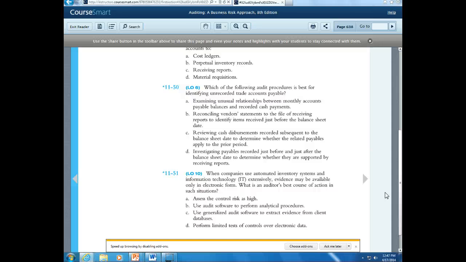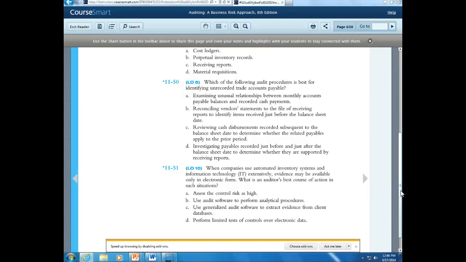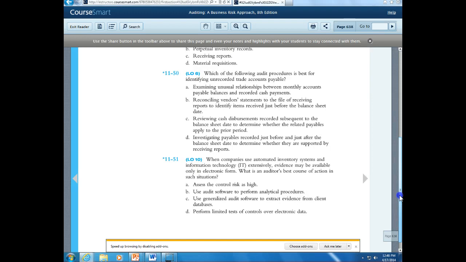C, again, we want to make sure that our accounts payable is complete and that everything's included in there. One way is to take those things that were paid after the cutoff date to make sure, in fact, we look at them and say, when did that transaction get posted? Was it posted in the right period?